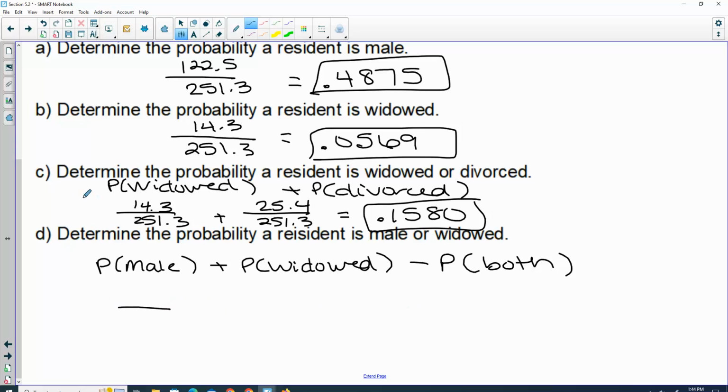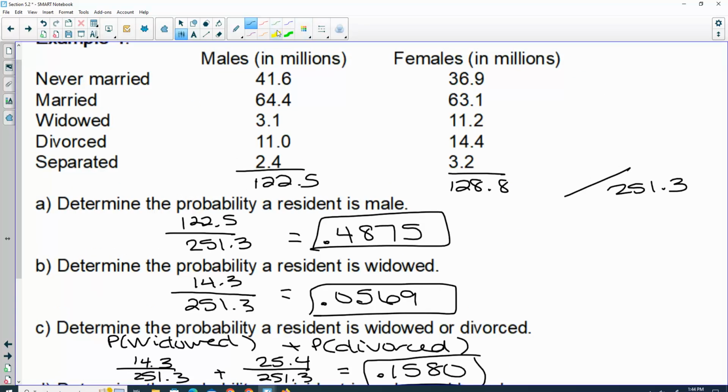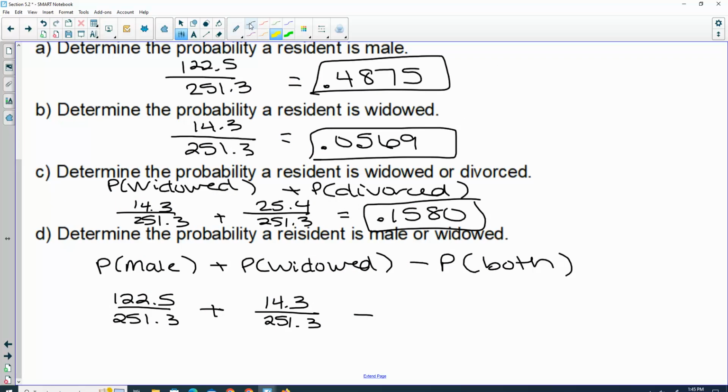So our males, we already did that in part A. You could use the decimals or the fraction, either way. So 122.5 out of my total. My widowed, we did in part B, that was the 14.3 out of everybody. Minus the people we double counted. We have counted the male widowed in both groups, so we need to subtract off the 3.1. Does everyone know where these numbers came from?